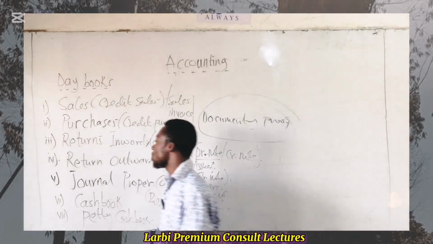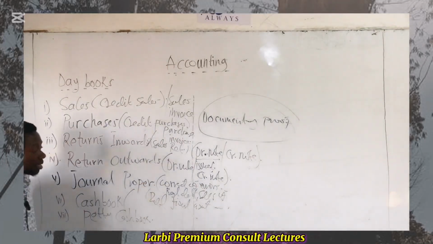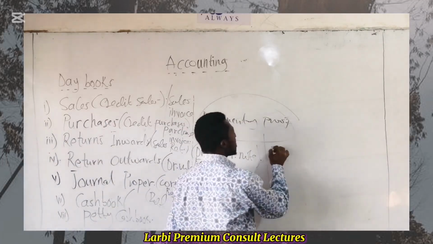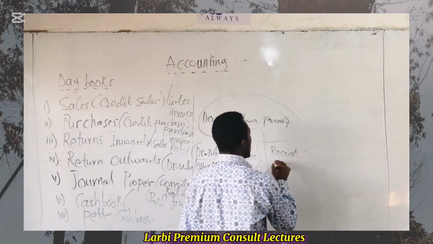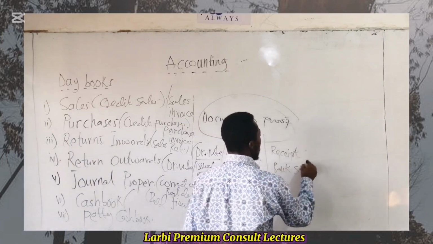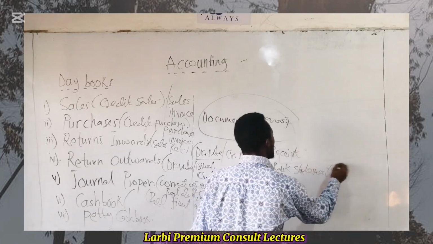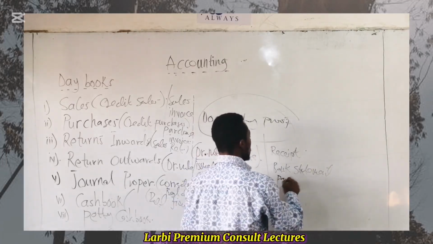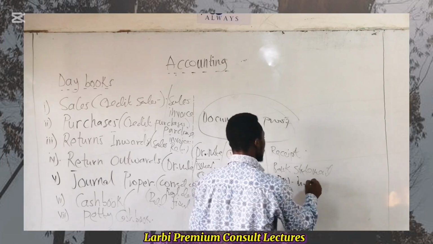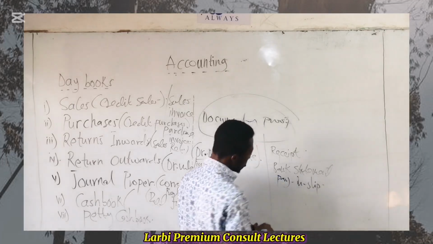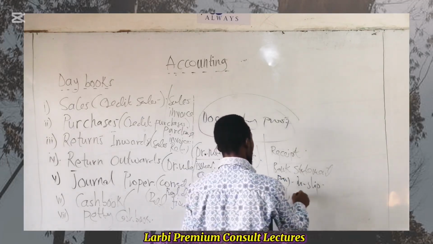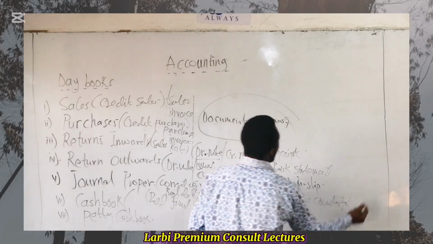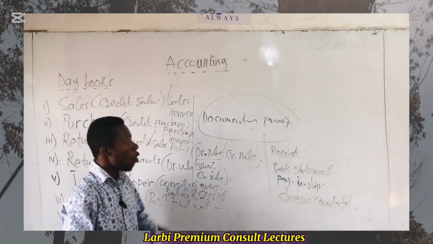Then for the cash book too, we have source documents. I didn't talk about that though. For example, we can talk about the receipt, the bank statement, then what again? The paying slip. We can also talk about the check counterfoil. All these can be source documents for the cash book.